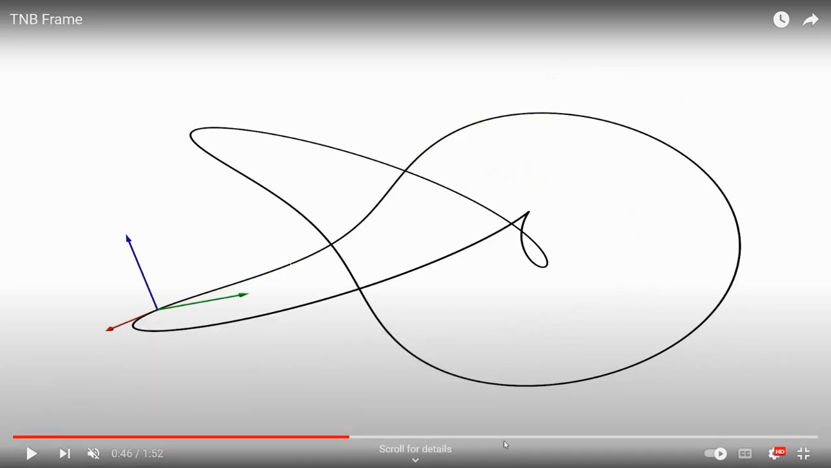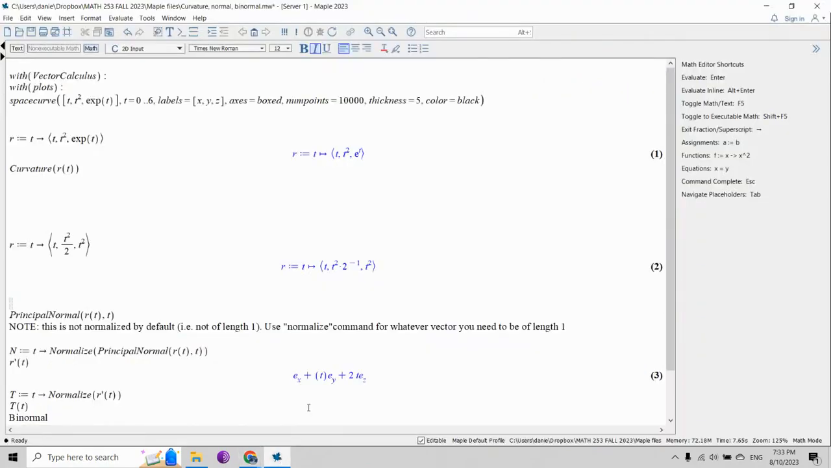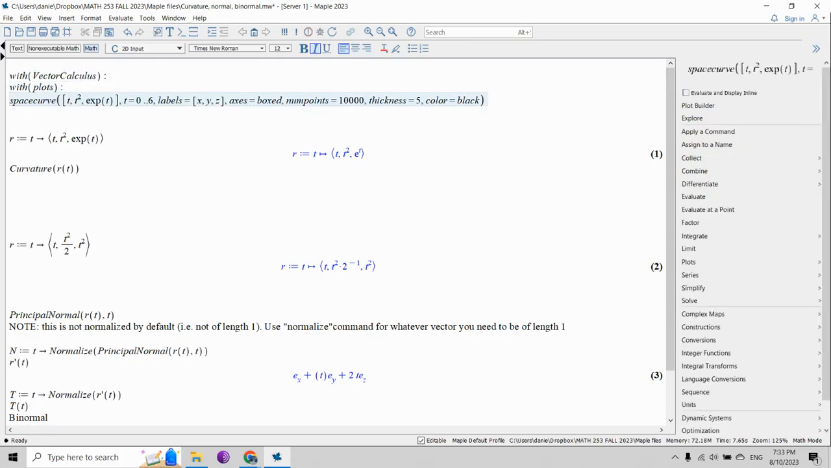And let's go back to some of the examples we did before with Maple. Spend some time on that part. Make sure, if you use Maple, that you load both VectorCalculus and plots to access these commands. And let's talk about the curvature first.